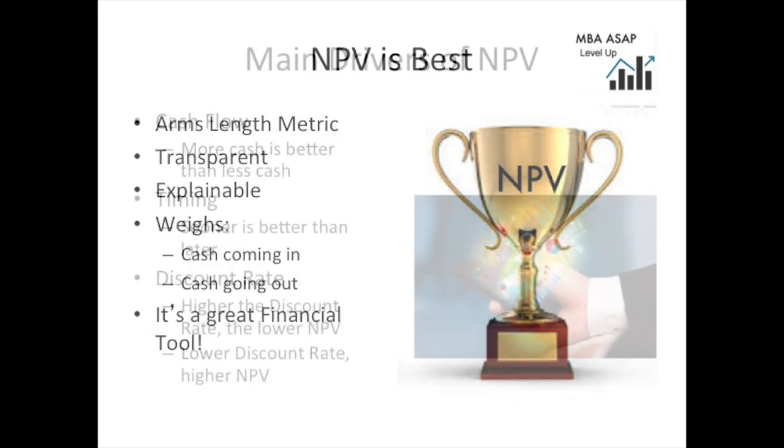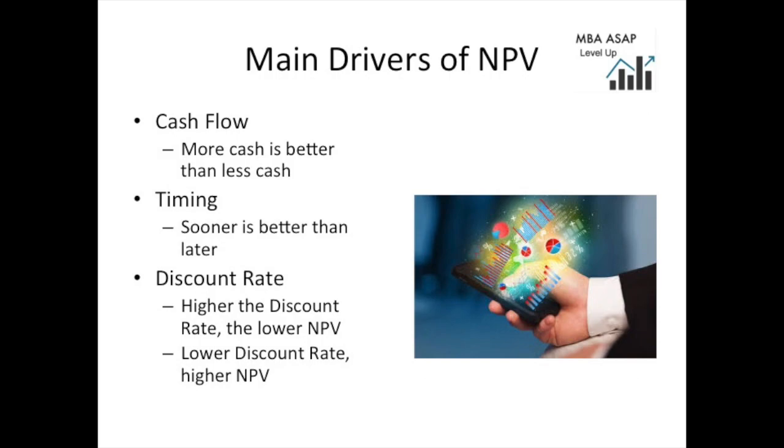It's a great tool. So let's remember, the main drivers of NPV are cash flow. More cash is better than less. The timing, the further out the cash flow is out in the future, the deeper it gets discounted, and the discount rate. The higher the discount rate, the deeper the cash flows get discounted, and the lower the NPV. The lower the discount rate, the less discounting, the better the project. Remember, lower discount rates, higher NPV. Higher discount rates, lower NPV.